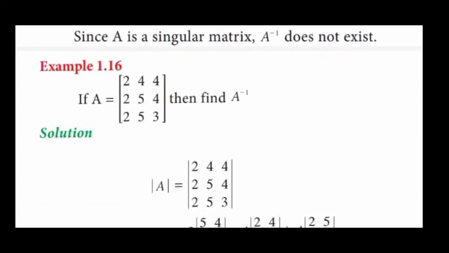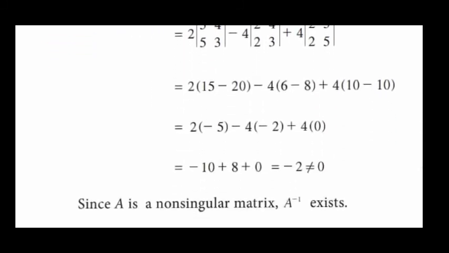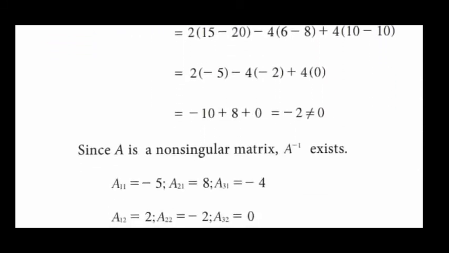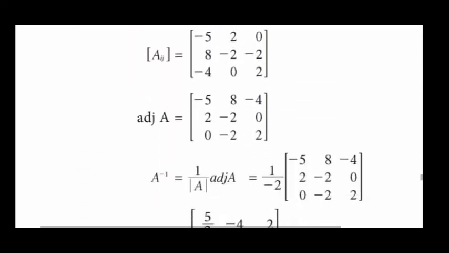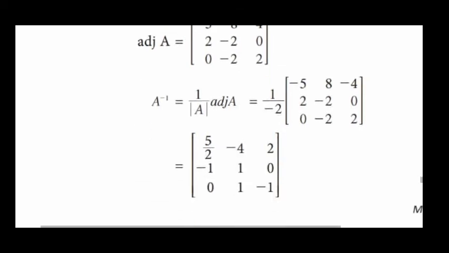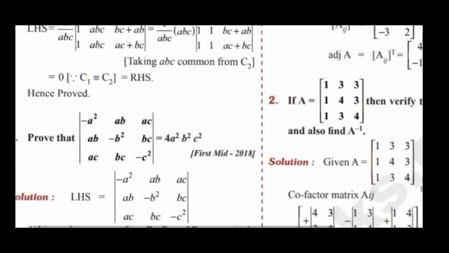Example 1.16. A equal to a 3 into 3 matrix is given. Then find A inverse. In such a case, we first find the determinant of A, which is not equal to 0. So A inverse exists because it is a non-singular matrix, and we find the adjoint of A by applying the formula, finding the minor and cofactor. Then A inverse is nothing but 1 by determinant of A into adjoint of A. So the answer for this sum is written like this.